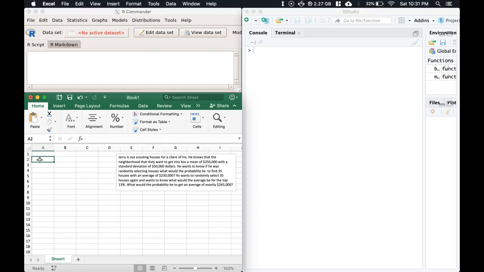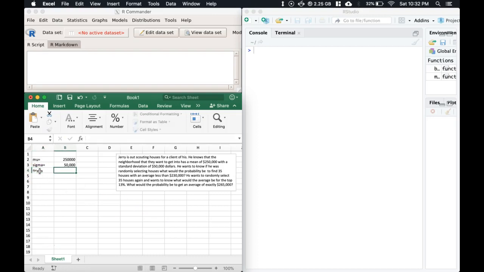So we know that the population mean, or mu, is equal to $250,000. And we know that the sigma is equal to $50,000, just as stated from our problem. Okay, then we can go down to, so he wants to know that if he was randomly selecting houses, what would the probability be to find 35 houses with an average of, we'll say with an average less than $230,000. Okay, so let's start off there.